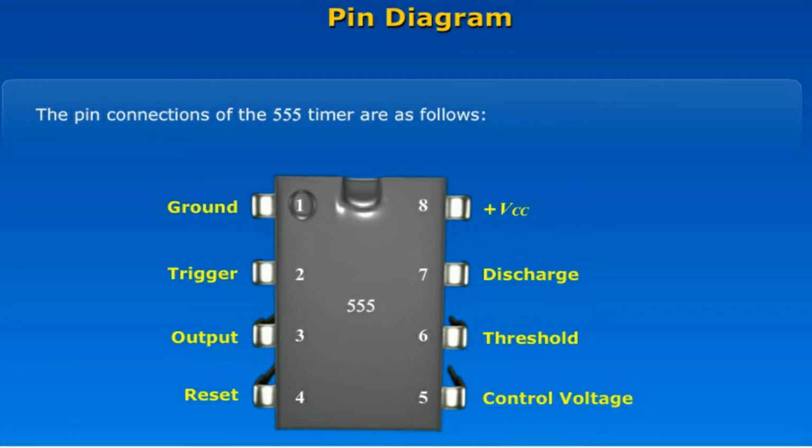Here, an internal transistor is connected to pin number 7. It is used for charging and discharging the capacitor connected to pin number 7. Pin number 8 is the supply voltage. The supply voltage ranges from 5 to 15 volts.